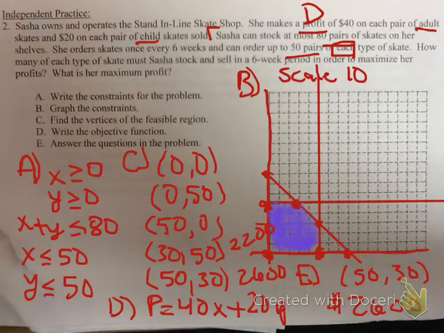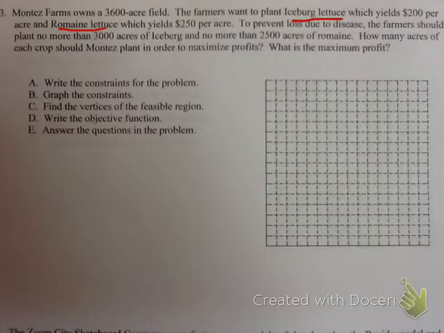Good. In 6 weeks? This is the iceberg. And y is the romaine on this one. Start with your constraints. What's the first 2 you should write? x and y is less than or equal to 0. Less than or equal to 0? Greater than or equal to 0. Okay, x is greater than or equal to 0. y is greater than or equal to 0.